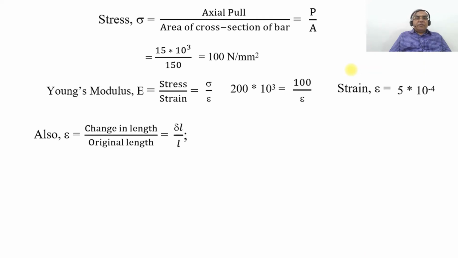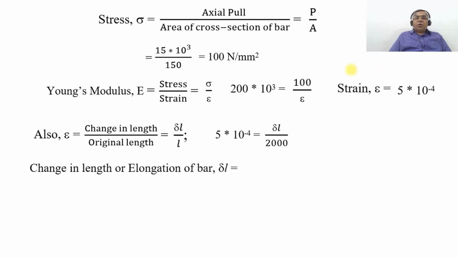You know the value of epsilon, you know the value of length, therefore you can find out the delta L by L. So substitute the value of strain, which is calculated as 5 into 10 to the power of minus 4, which is equal to delta L by the original length of the bar as 2000. On calculation, the change in length or elongation of the bar, delta L, will be equal to 1 mm. So this is how it is going to be followed.